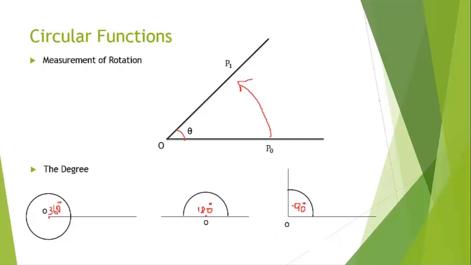Angles smaller than a degree are usually given as decimal parts. Example, half a degree is 0.5 degrees. But in some fields, for example navigation, a degree may be divided into 60 minutes and each minute into 60 seconds.